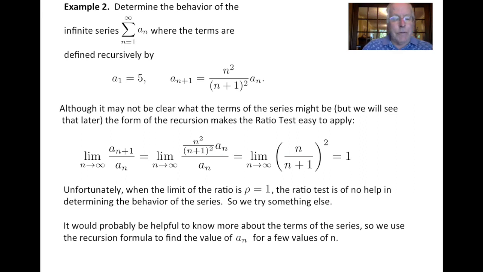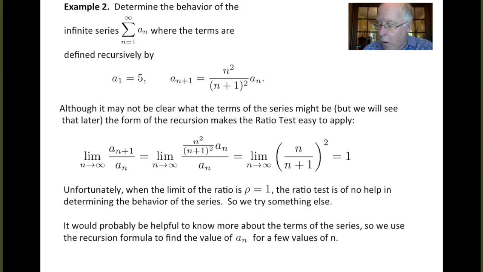Now, that's, of course, the rho equals 1 case, which is the no-information case of the ratio test. So this is no help to us, really. We cannot tell whether the series converges or diverges. So no help. And so we have to do some other work and maybe apply another test.